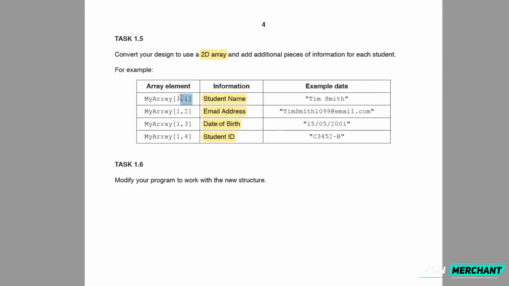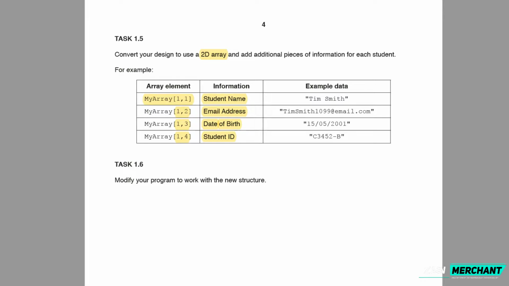So you can see that from here an element is 1 comma 1. So the first row, first column, first row, second column, first row, third column, first row, fourth column. And task 1.6 is obviously the same, modify the program to work with the new structure. So this is the new structure. We are going to change the program from the previous task and change it to use a 2D array. And we are going to save 4 different types of information. So 4 pieces of information and 4 columns.